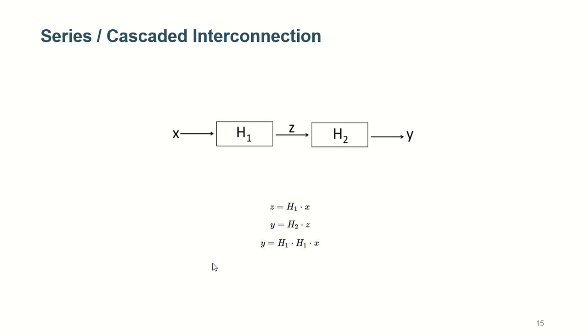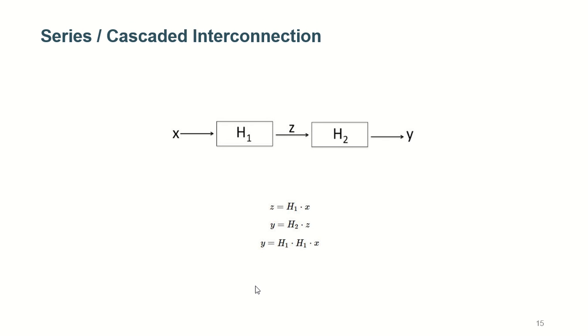Now if you want to represent the whole system cumulatively, the whole system combined, you can represent it this way. You can represent y is equal to h1 dot h2 dot x. Sorry, it will be h2 here. I think there is some mistake. It should be h2 here.